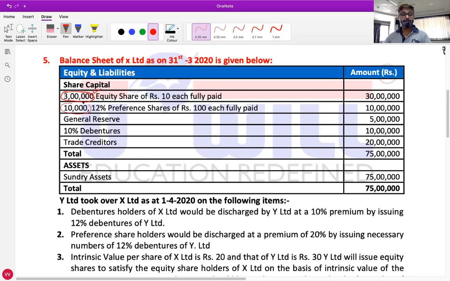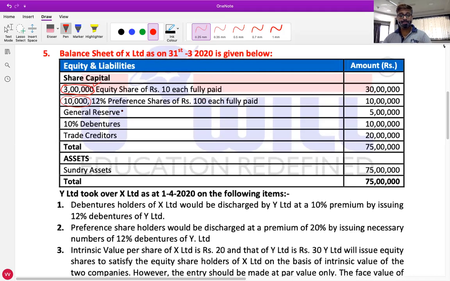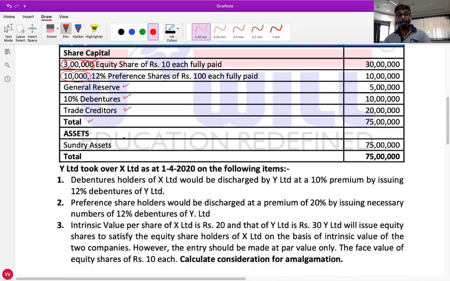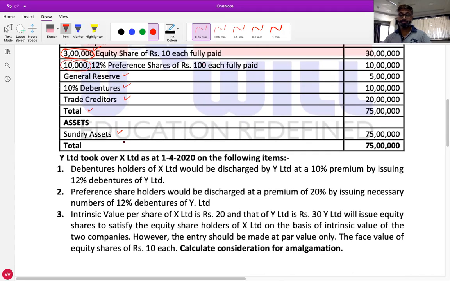10,000, 12% preference shares of rupees 100 each, fully paid, 10 lakh. Here also 10 lakhs divided by 100, 10,000 is already given, so we don't require it separately. Further, general reserve 5 lakh, 10% debentures 12 lakh, trade creditors 10 lakh, 20 lakh, total 75 lakh. Assets: sundry assets 75 lakh, total 75 lakh.